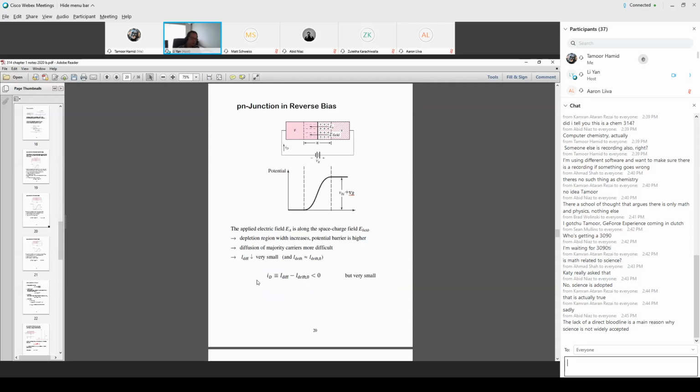So let's see what the imbalance's consequence is for the external current. External current is still defined as diffusion current minus drift current. Drift current is almost unchanged, diffusion current gets smaller. So we have an imbalance. That imbalance says you have a non-zero external diode current, which is negative.